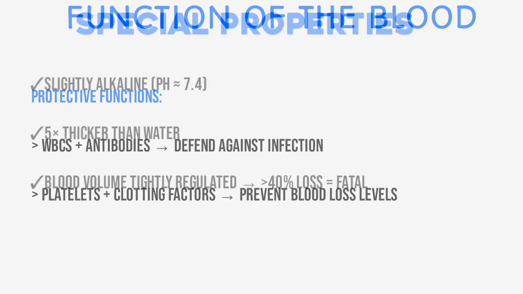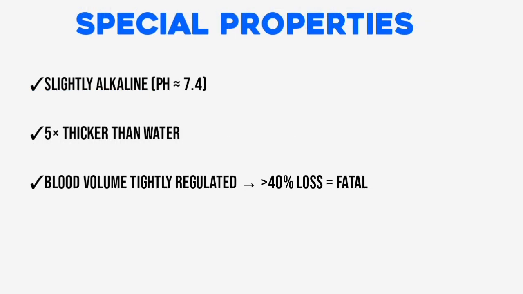Now let's talk about the special properties of the blood. The blood is slightly alkaline with a pH of 7.5, and this is mostly maintained by the bicarbonate ion. And then it is about 5 times more viscous than water, and this is due to the presence of all these cells we have talked about and then proteins. Now the blood volume is tightly regulated, and losing more than 40% of blood without intervention can be fatal.